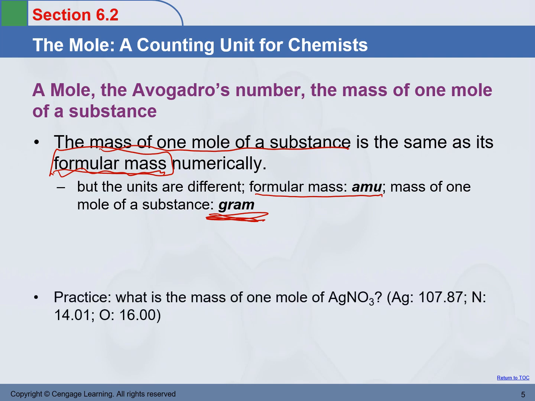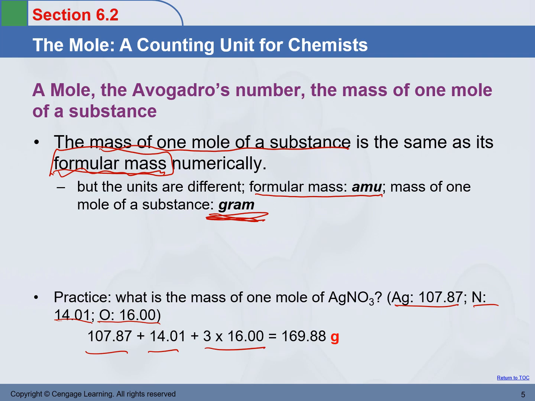For example, what is the mass of 1 mole of silver nitrate? Well, atomic masses are given for silver, nitrogen, oxygen. You're going to add the atomic mass of 1 silver, 1 nitrogen, and 3 oxygens. That's it. Silver, nitrogen, 3 oxygen. Make sure the unit is in grams. All right, what else?